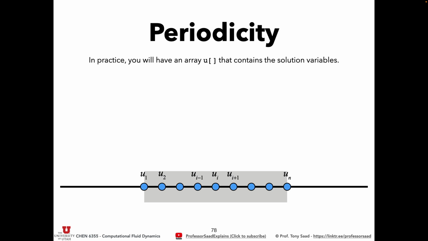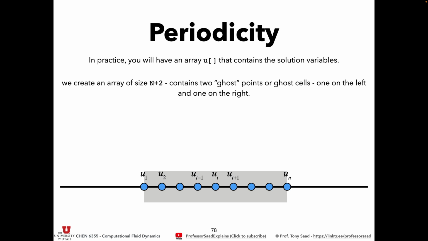So in practice, you will have an array, U, that contains the solution variables. Instead of creating an array of size n for the solution, you add two fictitious points, one point on each side of the grid. We call those ghost points. So we create an array of size n plus 2. There are the n interior points, but we add one point to the left and one point to the right. We call those ghost points or ghost cells.